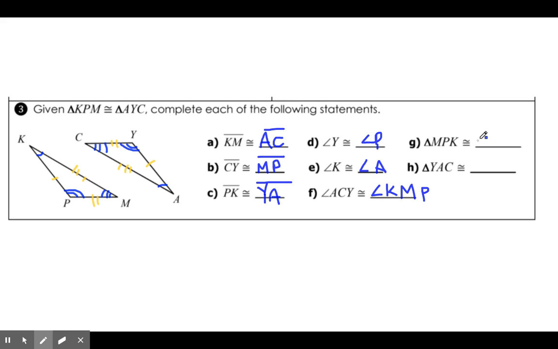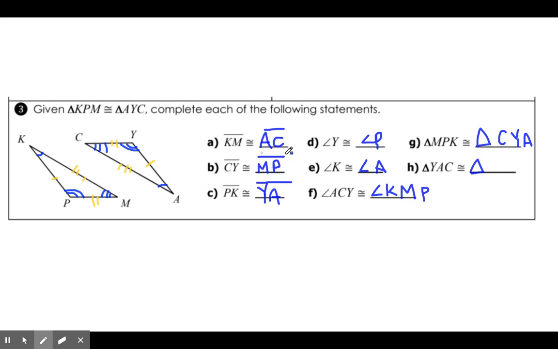Then lastly, we can rewrite the triangle congruency. So we say that triangle MPK would be congruent to CYA. And you may notice that MPK is just this one backwards. So it's going this way. So we just do this one backwards, CYA. And then we have triangle YAC. So it's starting in the middle and then working its way around.